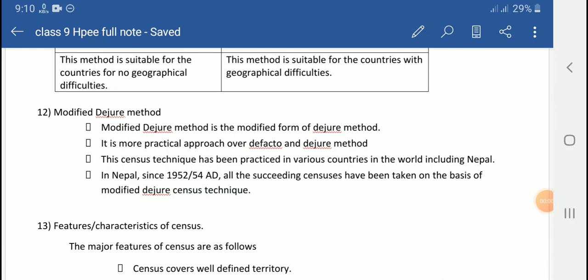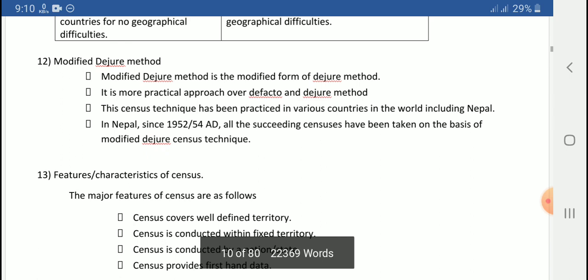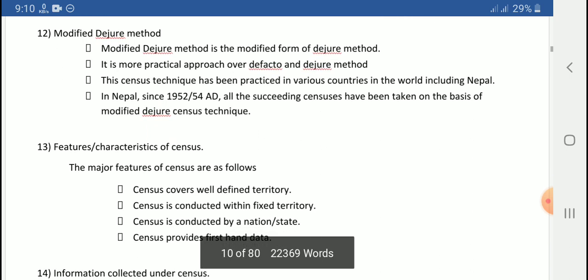So let us discuss the modified de jure method. The modified de jure method is the method which is modified from the de jure method. It's the modification of the de jure method. That's why it is called modified de jure method. It is a more practical approach over the de facto and de jure methods. It is considered more practical, and this census technique has been practiced in various countries in the world, including Nepal.